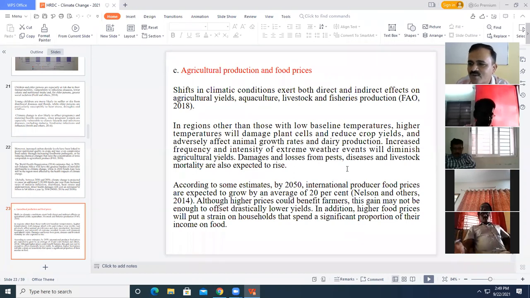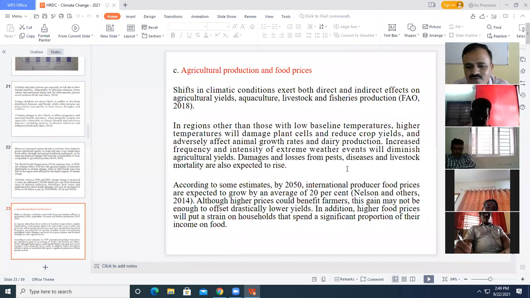So we know that the increase in prices benefits the agriculturists, but this benefit is not enough to offset the drastic decrease in the yields. That is, the yields of the agricultural products also decrease rapidly, or more than the increase in the food prices.